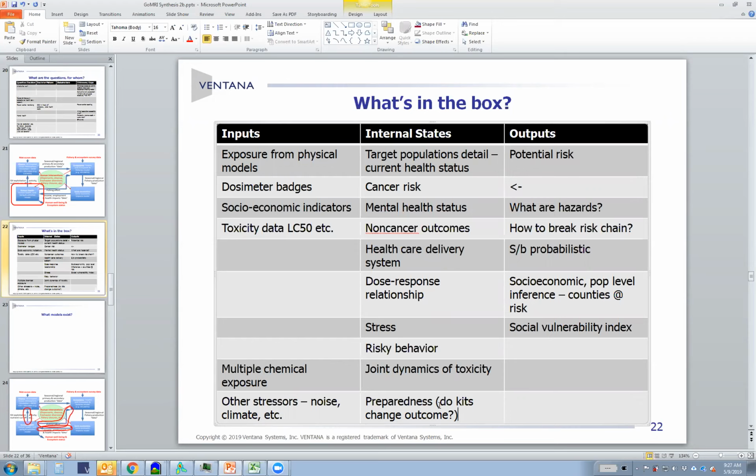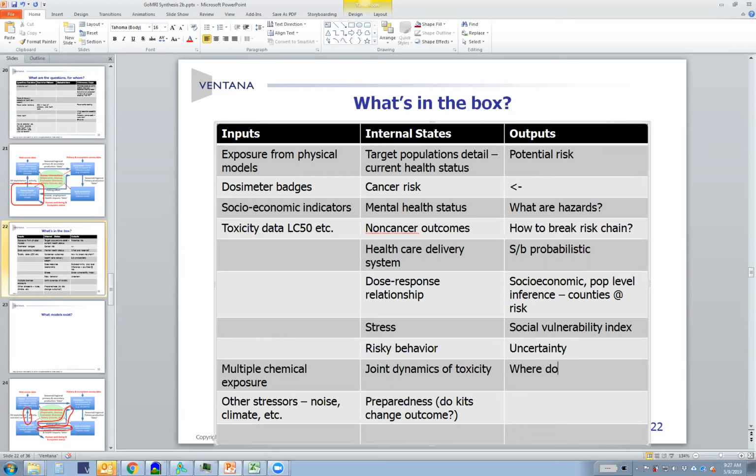All right, well, yeah, go ahead. One more output, just based on what everybody's saying, should be our uncertainty. Where do we need more data? Where do we need more studies? To tell us a little bit about what we're lacking. Yep. Great.